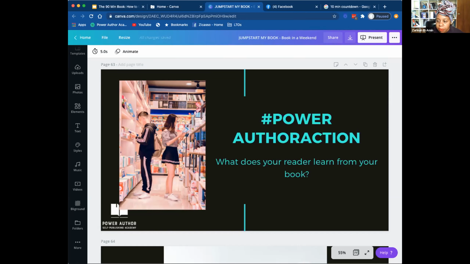When you're finished, type finished, or just type it into the chat box. So this is all about what they learn from your book.